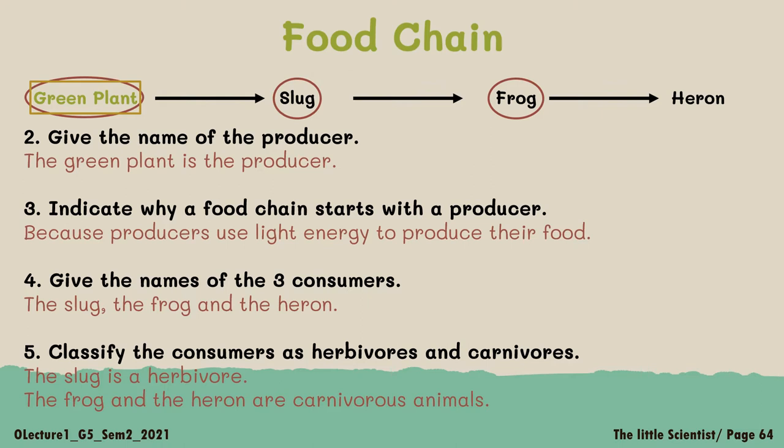The green plant produces its own food to get the energy it needs. This energy passes to the slug when the slug eats the green plant. Then this energy passes to the frog when the frog eats the slug.